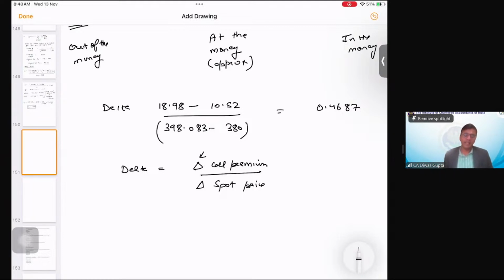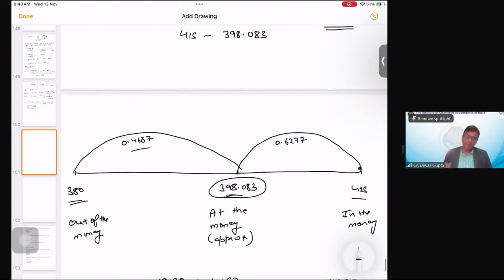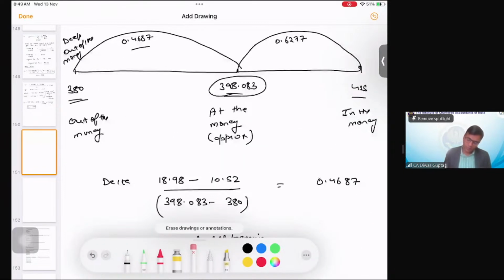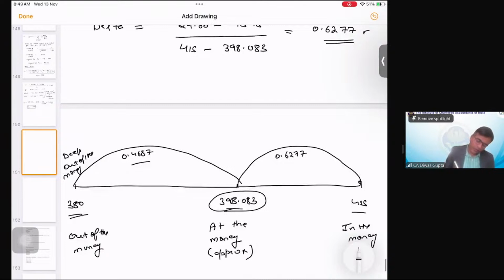So the way delta behaves is, for deep out of the money. Deep out of the money means very deep. Let's say the spot price becomes 300. That is deep out of the money. For that kind of situation, delta is 0, for deeply out of the money.